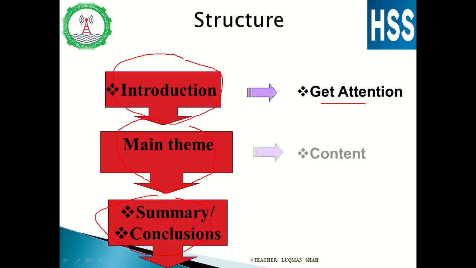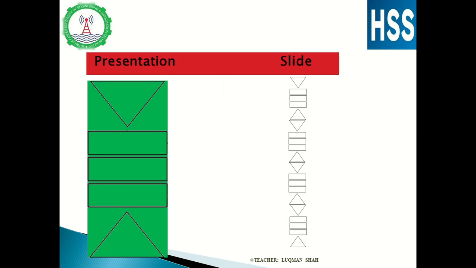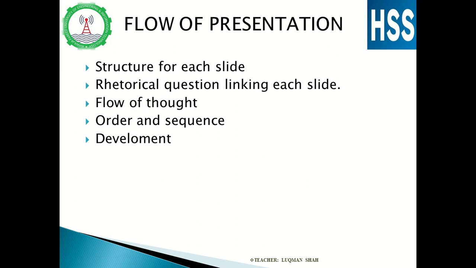And then second, the main theme, in the main body, we should present the content systematically, and at the end, the key message should be reproduced and emphasized. And this is normally the presentation structure, starting, and then strengthening your argument with reasons, with logic, and then the next point, and then again statistics, facts, and figures. So the flow of a presentation should be like this.